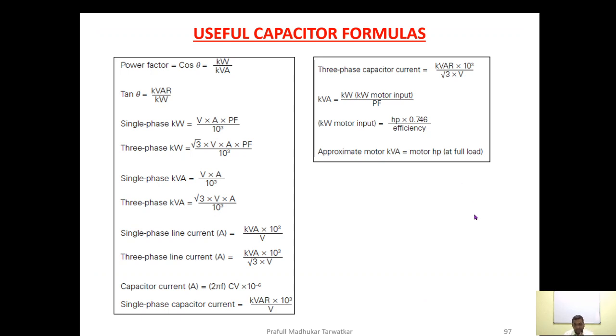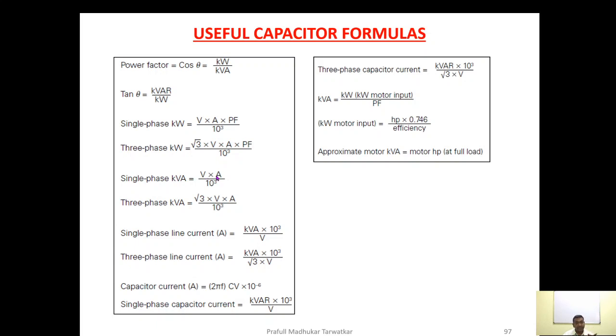Now as far as the summary part of this particular presentation or video is concerned, you can have a glimpse of the important formulas which are required for the power factor correction. So the very first thing is power factor, which is active power by apparent power, then tan of phi for calculation of the required amount of kVAR to be supplied. For single phase and three phase, the power is to be calculated. So this is VI cos phi in terms of kW, so divided by 1000. For three phase, root 3 VI cos phi divided by 1000.